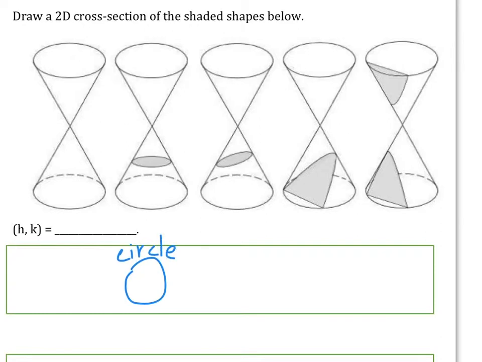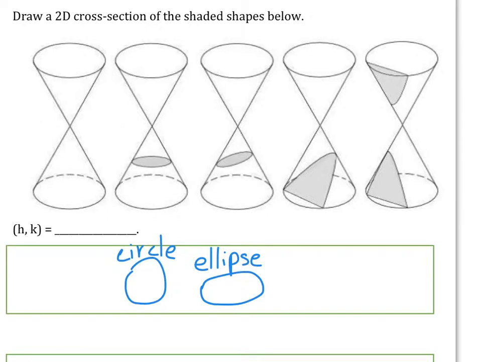Next one. This one, you're cutting it a little bit slanted towards the bottom. So it's not parallel anymore, it's slanted. So if you look at it, what kind of shape is that? Oval, right? It's going to be an oval shape. Okay, in this chapter, we don't say oval, we say ellipse. E-L-L-I-P-S-E, ellipse.